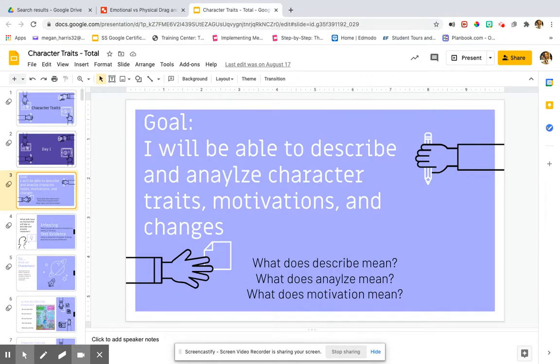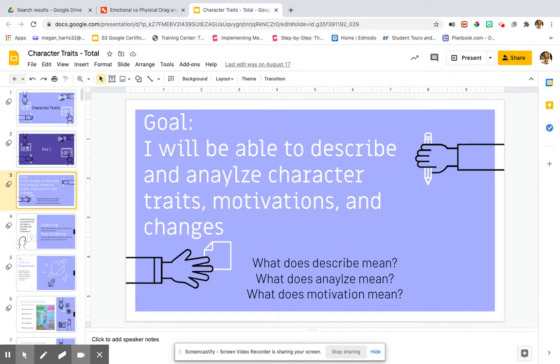It says, I will be able to describe and analyze character traits, motivations, and changes. So this is 3 things here. We're going to be able to analyze a character trait, okay, which we're going to tackle in a few minutes and talk about what character traits are. We're going to be able to talk about their motivation, and that's the why did they act that way? Why did they say those things? Why are they feeling that way? What's making them make these choices? It's the why.